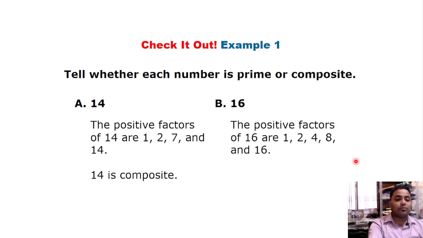You can see the positive factors of 16 are 1, 2, 4, 8 and 16. So here the number of factors is greater than 2, with extra factors except 1 and 16. So this will be a composite number.